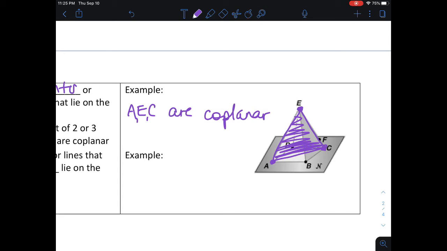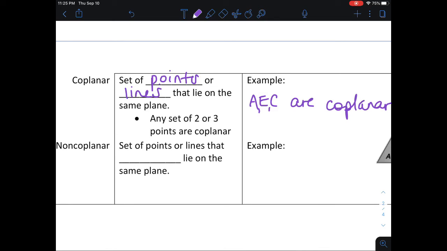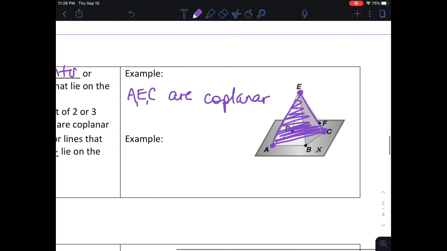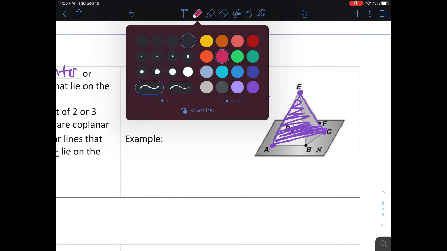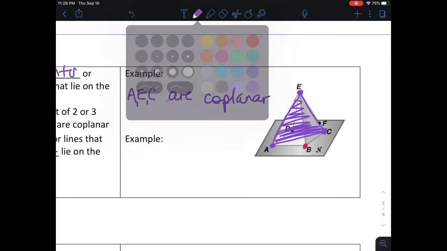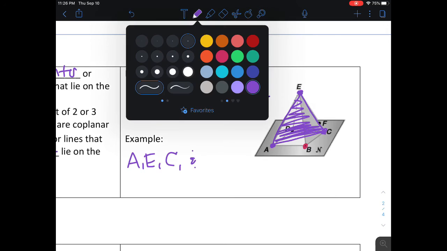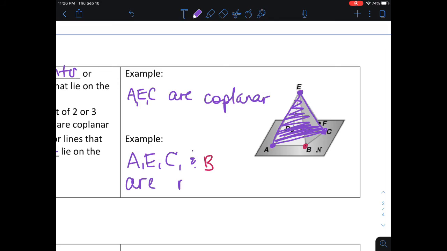Now for non-coplanar, it would be a set of points that do not lie on the same plane. If I look back over at the diagram, if I use A, E, and C again, and then I pick point B, B is not on the same plane as the others. So we have A, E, C, and B. They are not coplanar, they are non-coplanar.